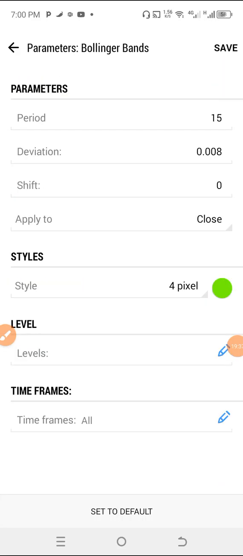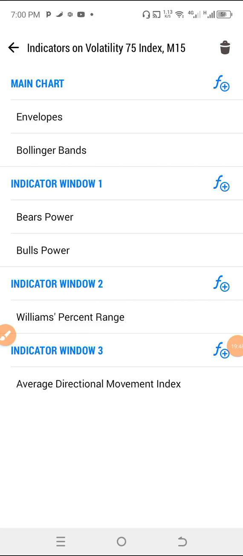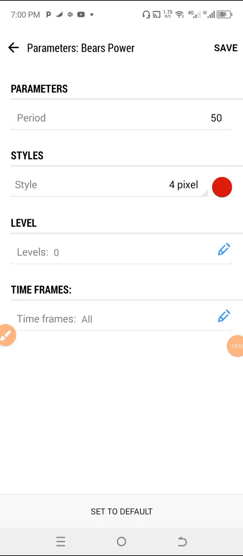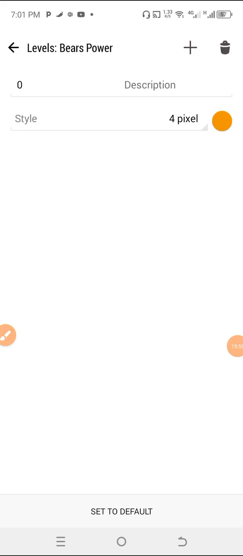Then the Bollinger Band, period 15, deviation should be 0.08, close. You can use any color of your choice. Then you also click on save. Then we move to the bear power. The bear power, I use period 50, then I use red to symbolize the bear. Then make sure that you have level 0. Then you can use any color or style. Is that clear? So once bars start printing below level 0, it means there is a sell pressure. When bars start printing above level 0, it means there is a buying pressure. That is what it implies.